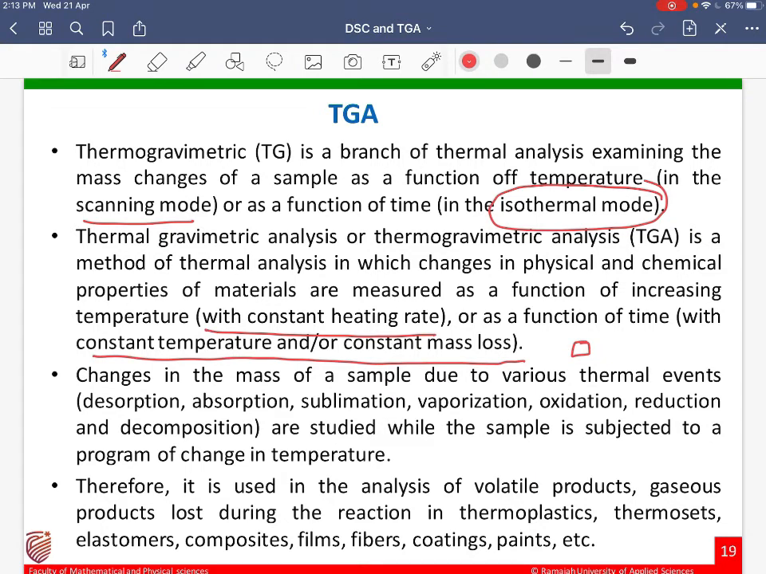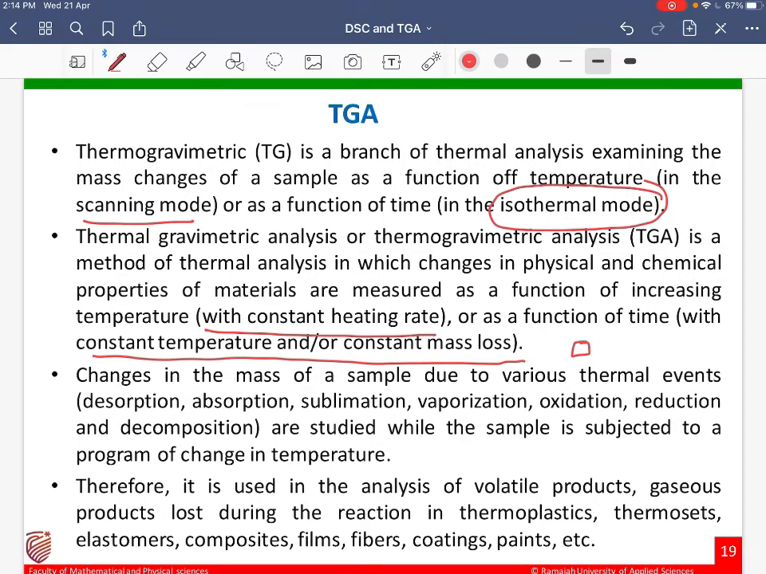That mass reduction, or the change in the mass, should be plotted against temperature if you are scanning against temperature. Or if you are scanning against time, we have to plot a graph of mass change against time. From that graph we should be able to interpret the thermal stability and the other thermal characteristics of that material using the results that we obtained after performing the experiment.